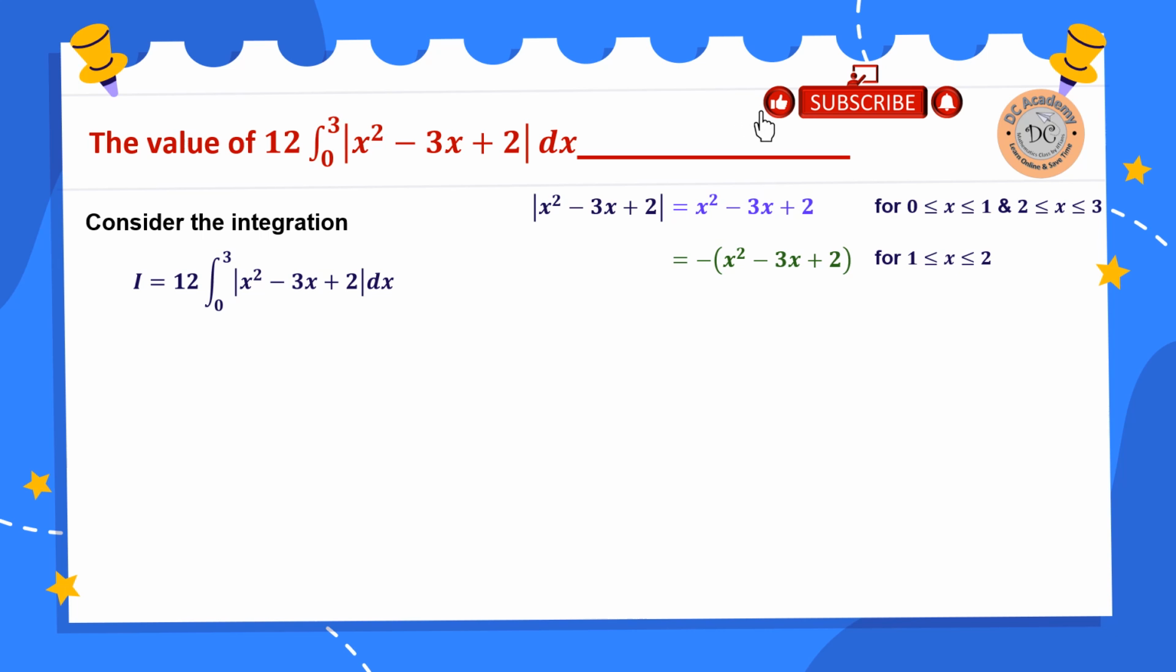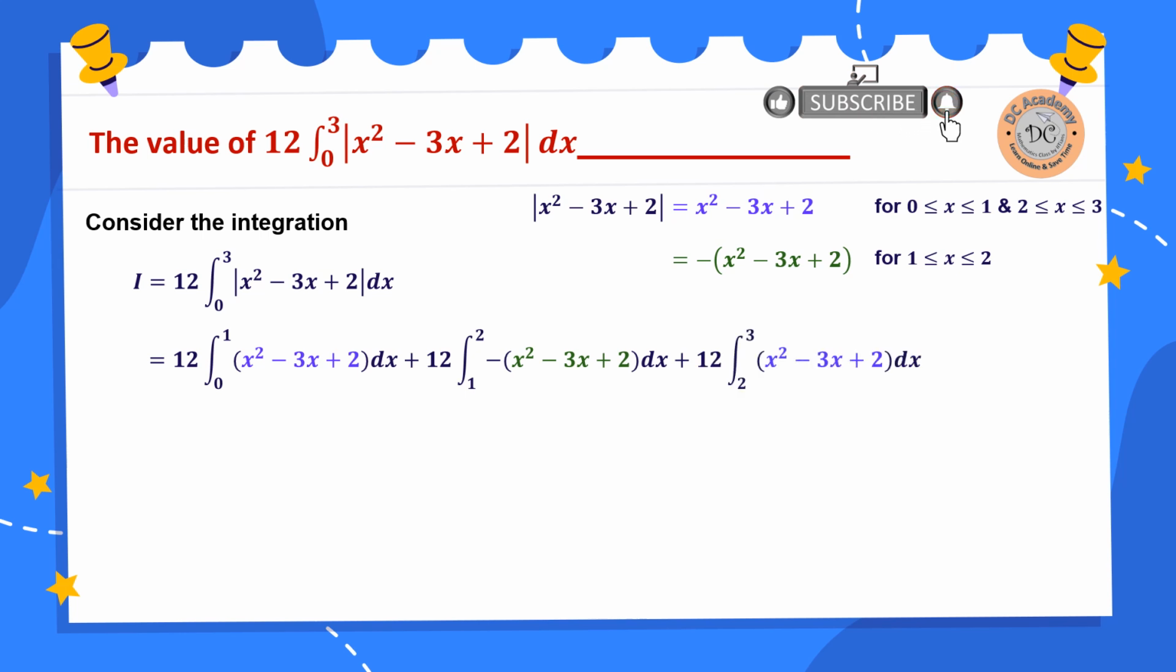Now notice that the definition of the function f(x) is actually changing in every interval: 0 to 1, 2 to 3, and 1 to 2. Therefore, to find the integration, we need to divide the integration domain 0 to 3 into multiple parts. It will be 0 to 1, the positive part; 1 to 2, where we have to use the negative part; and 2 to 3, again the positive part.